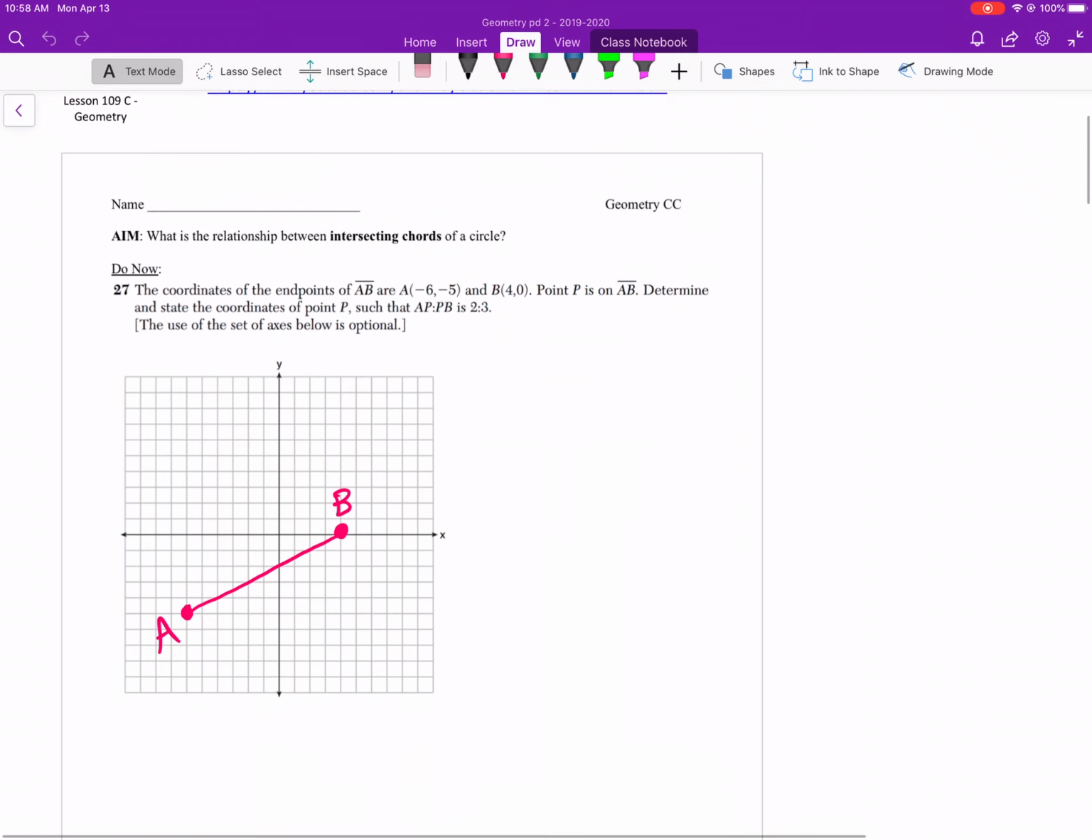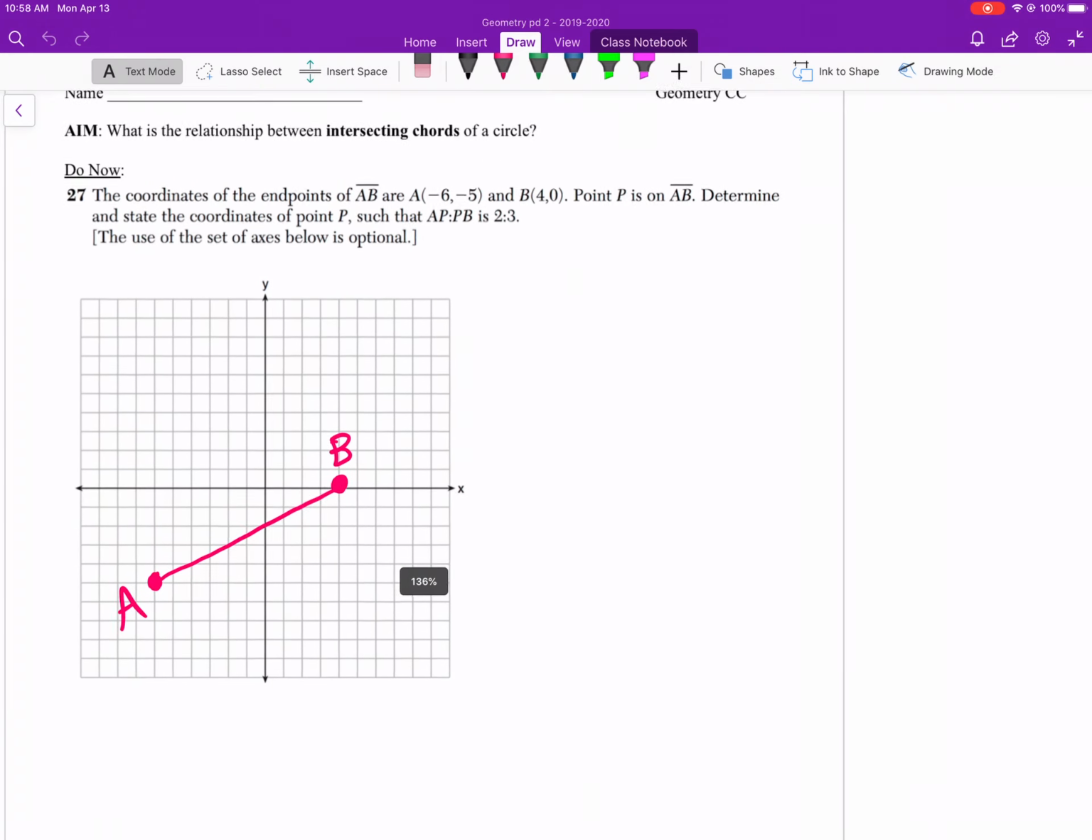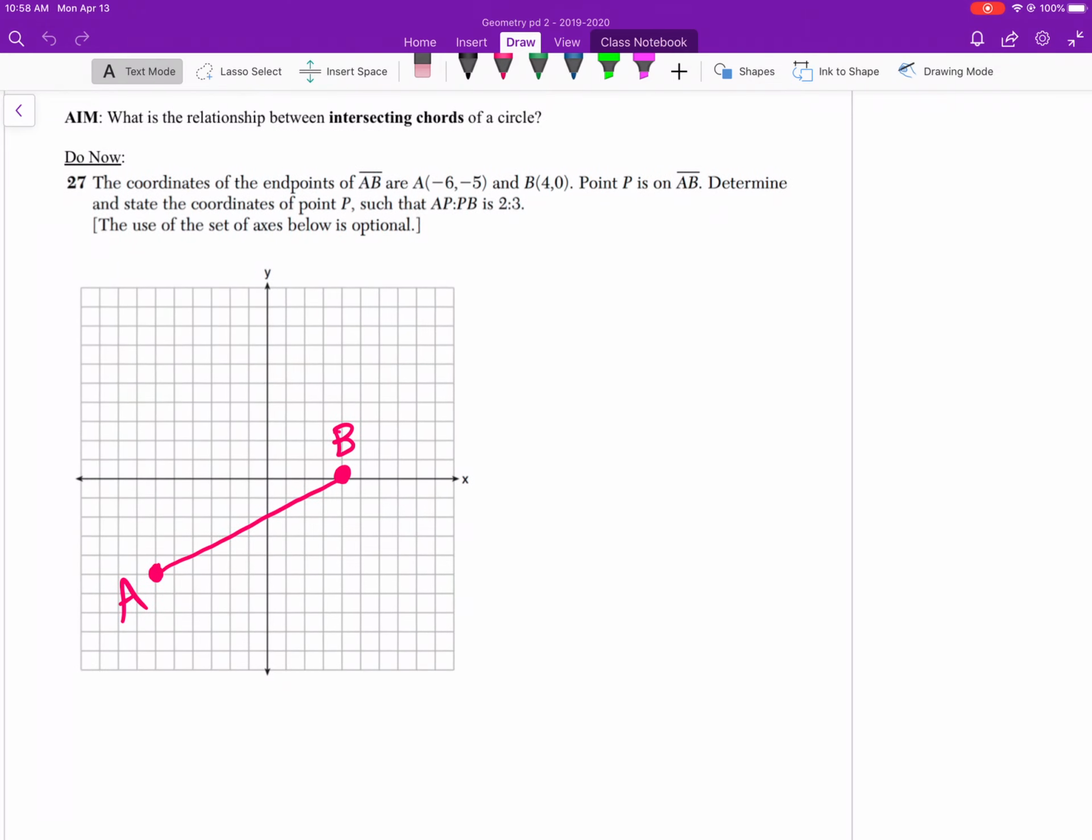Let's take a look at today's do now, number 27 on our Regents, so a 2-point extended response question. The coordinates of the endpoints of AB are A(-6, -5) and B(4, 0). Point P is on AB. Determine and state the coordinates of point P such that the ratio of AP to PB is 2 to 3. So we're splitting up the segment in a 2 to 3 ratio.